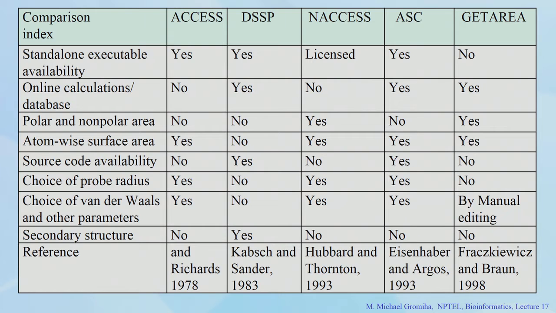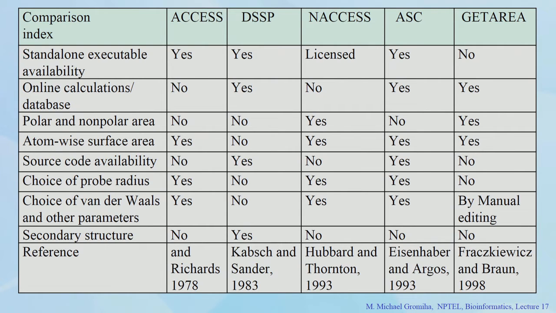There are several algorithms available to calculate the accessible surface area of all atoms and residues in a protein. The major programs are Access, which was developed early in the literature, maybe in the 1970s, followed by DSSP, NACCESS, ASC, Pictorial and so on. Currently, several other algorithms are also available in the literature. If we look into these different algorithms, there are some advantages and some disadvantages.